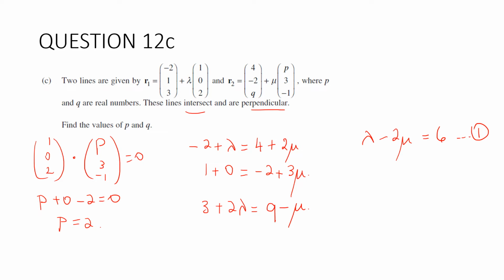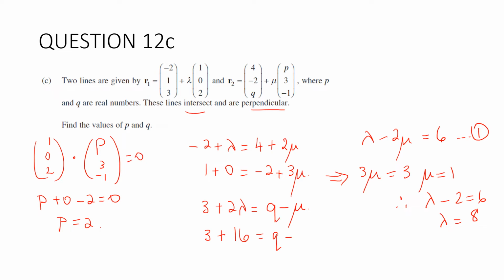Okay, interesting. From this one we've got 3 mu is equal to 3, mu is equal to 1. And therefore, from number 1, lambda take 2 is equal to 6, lambda is equal to 8. And solving down here, we've got 3 plus 2 eights, 16, is equal to q minus mu. What's mu? 1. Q is equal to 16 and 3 is 19, plus 1 is 20.